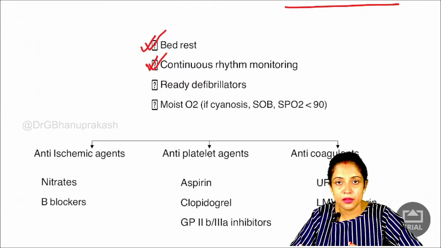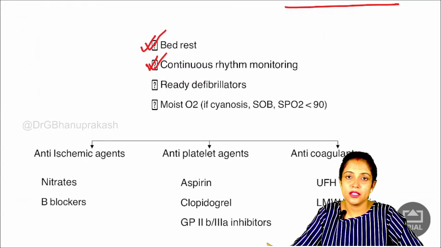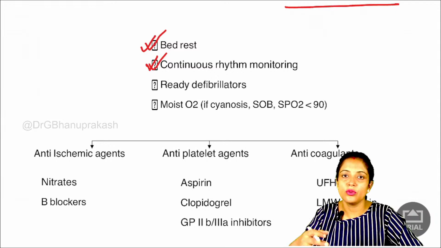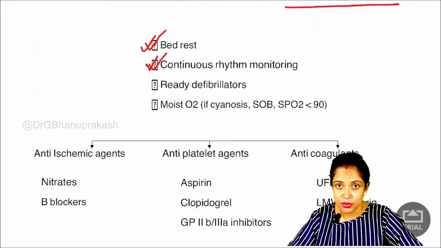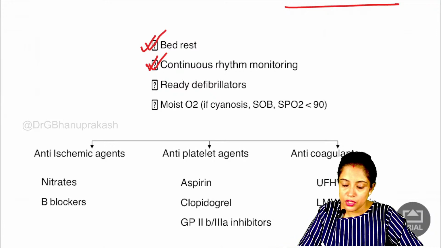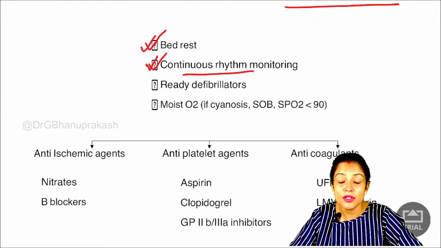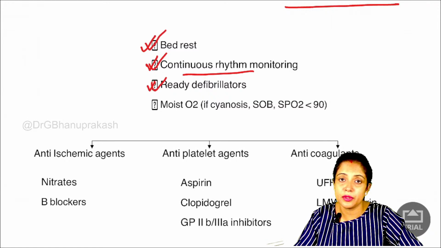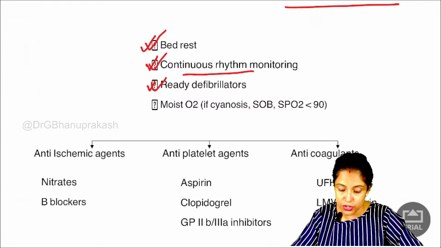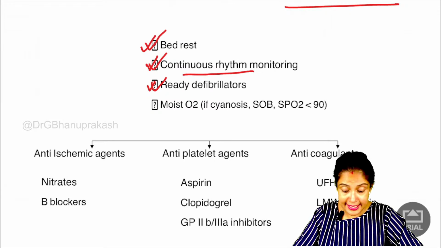Continuous rhythm monitoring is very important. You have to be ready with the cardiac monitors, because a patient who has acute coronary syndrome is very prone to develop cardiac arrhythmias, more so ventricular tachycardia and ventricular fibrillation. So we need a monitor for continuous rhythm monitoring. Keep defibrillators ready. We definitely have to have a defibrillator by the side, because if there is ventricular fibrillation or ventricular tachycardia, the patient will require immediate defibrillation. Otherwise, the patient will die.